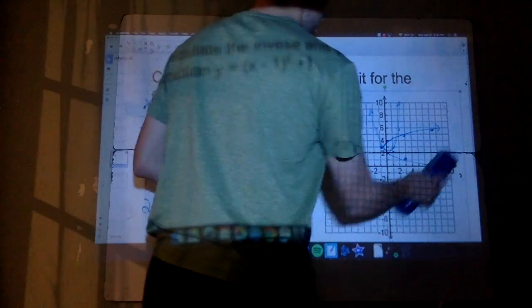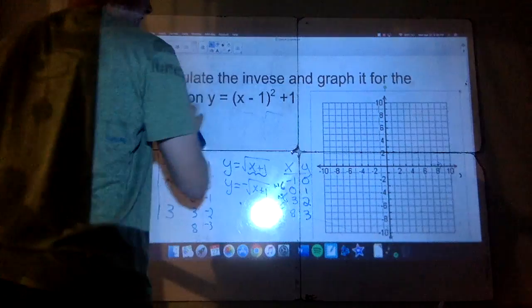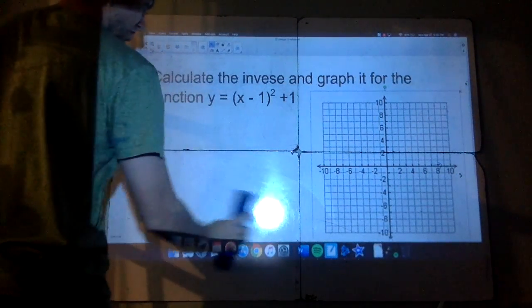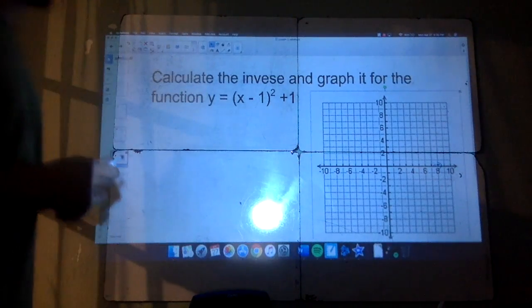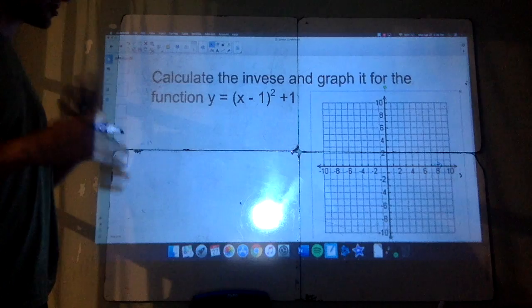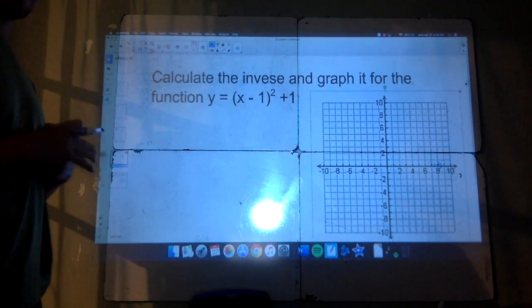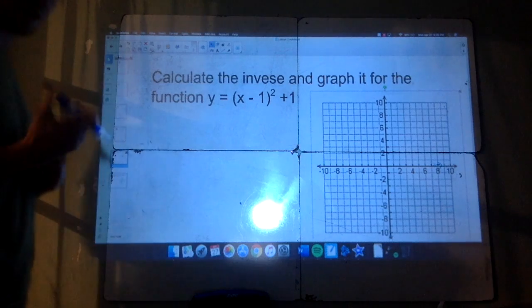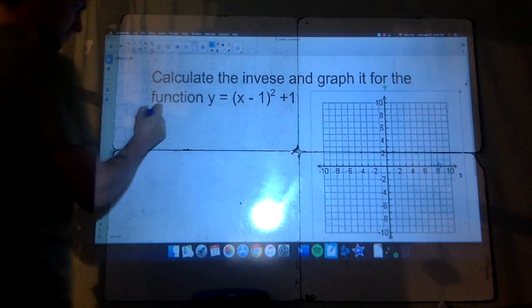So let's try that now. I want you to calculate the inverse of this function, and then also graph both of them. So pause the video and let's just start with calculating the inverse of that function. Pause the video and see if you can do that, and then unpause and check your answers with mine.